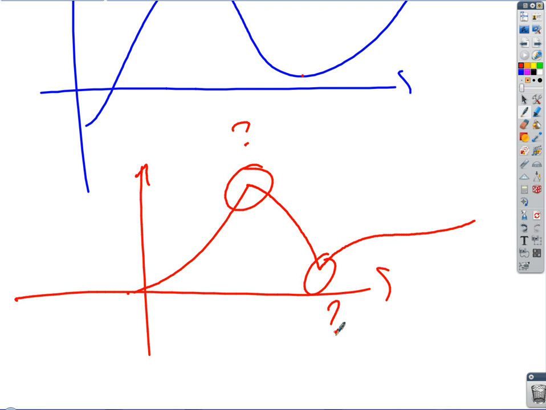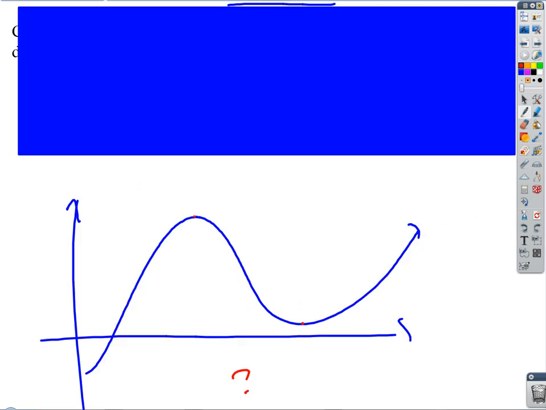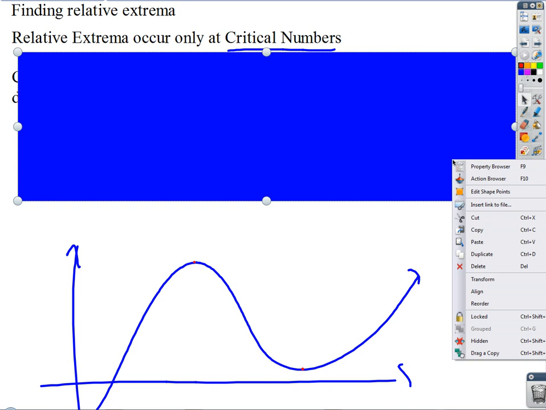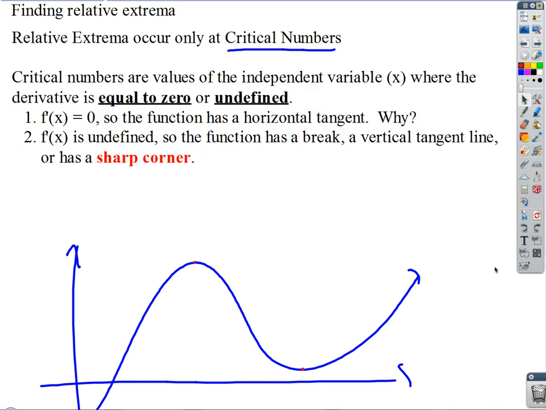It doesn't exist. How come? Sharp corner. That's kind of an odd answer, but it's still an important way of analyzing things. Everywhere else the derivative is fine on this function, except right at that peak and right at that valley. So places where the first derivative is undefined could also indicate sharp peaks or sharp valleys. That's our other species of critical number: where f prime of x is undefined.